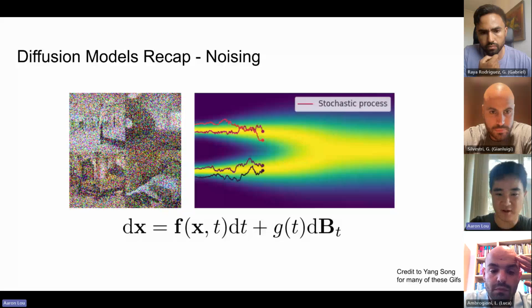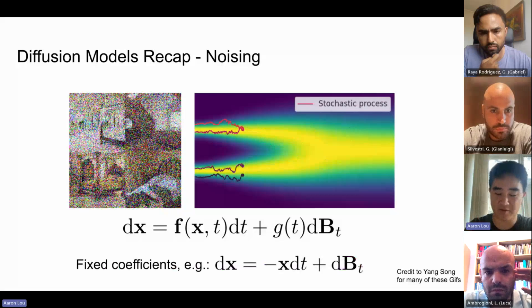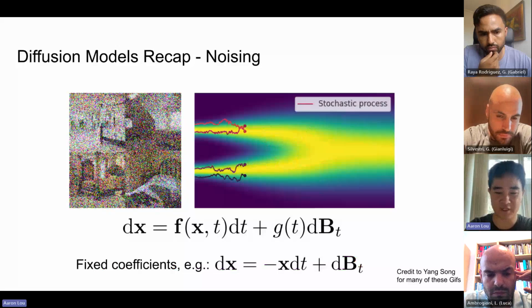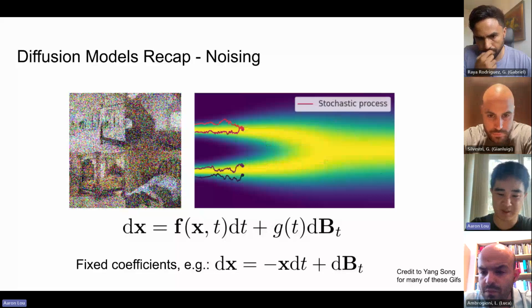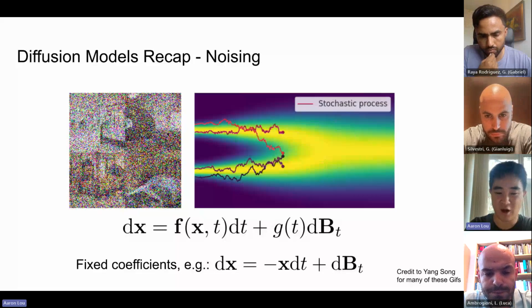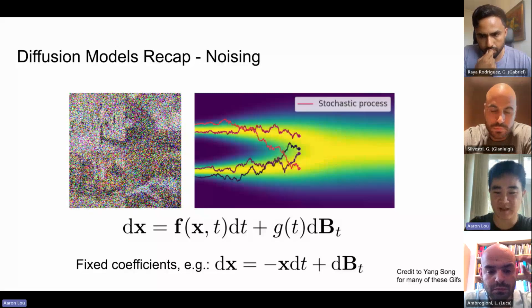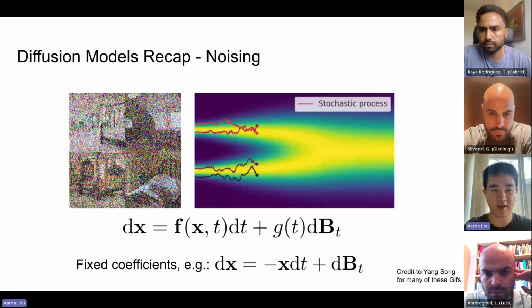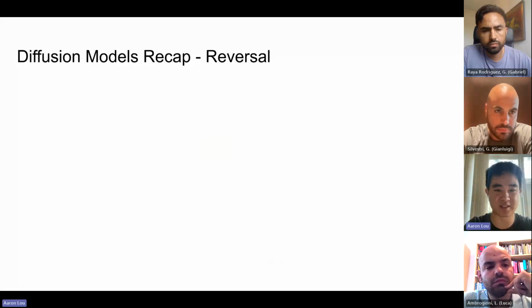It's important for everyone to understand that f and g are both fixed, pre-known, and pretty simple coefficients. For example, f could be something like negative x, and g could be something like 1, and this would give us an OU process, given here: dx equals negative x dt plus dB_t, a type of stochastic differential equation. And the magic mostly happens due to a time reversal formula that we have for these diffusion processes.